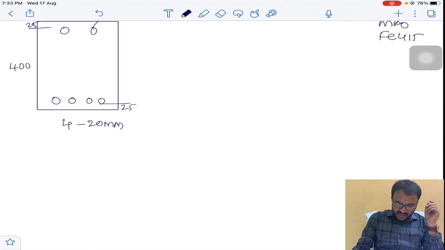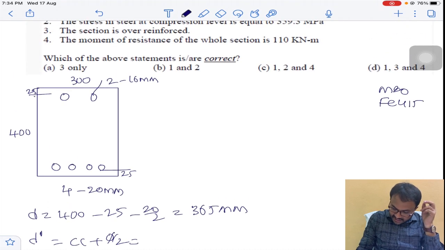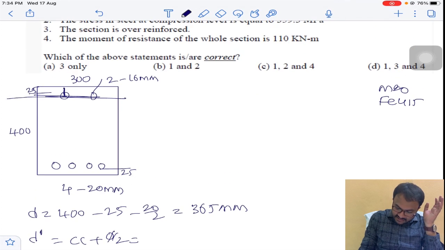Now effective depth D is equal to overall depth 400 minus clear cover 25 minus 20 by 2. You will get it is 365 mm. And effective cover for compression steel is equal to clear cover plus half of dia. So you can see in this diagram, that is what I am explaining. This is 25 at the top portion, remaining is half of the dia. So D dash, you can see here it is D dash.